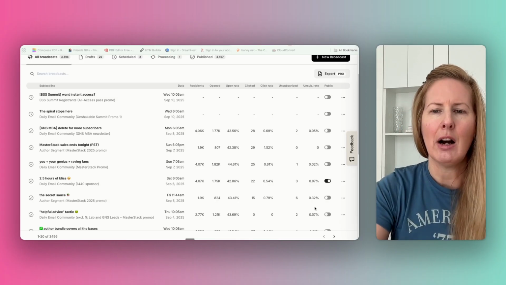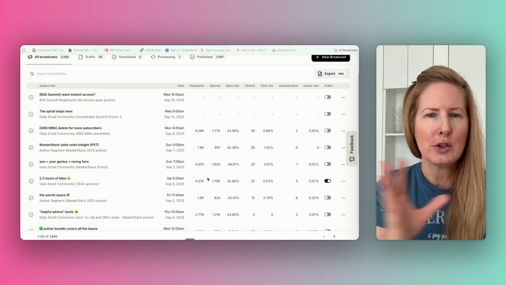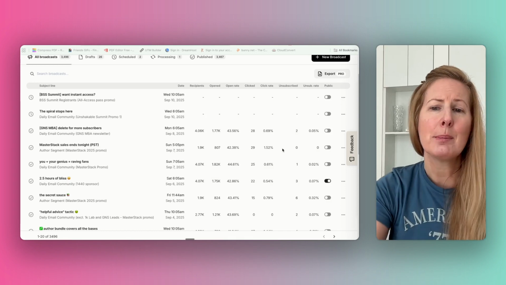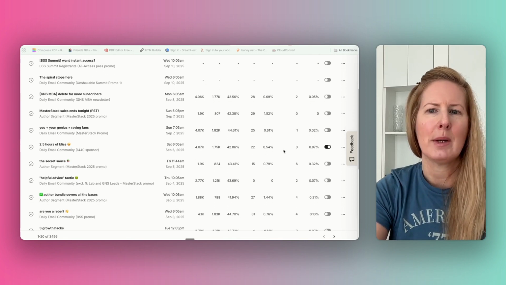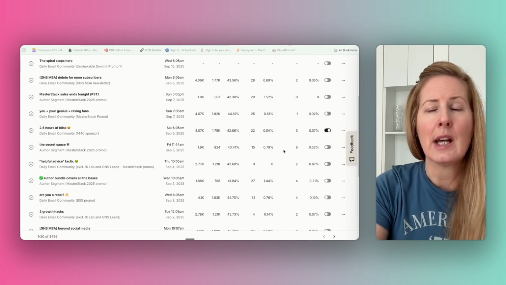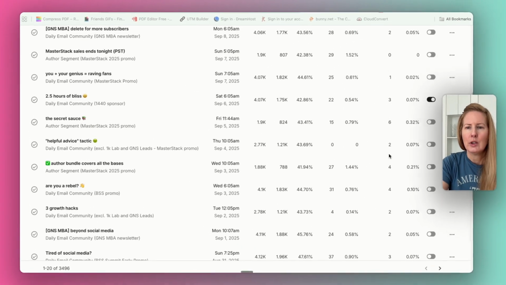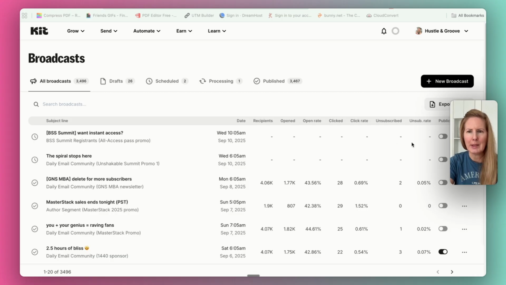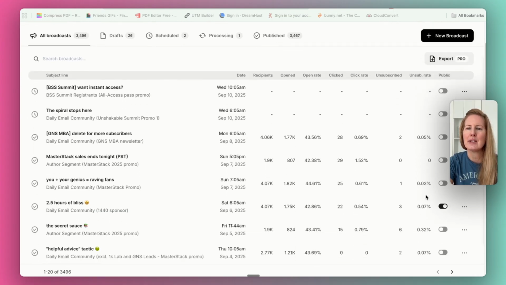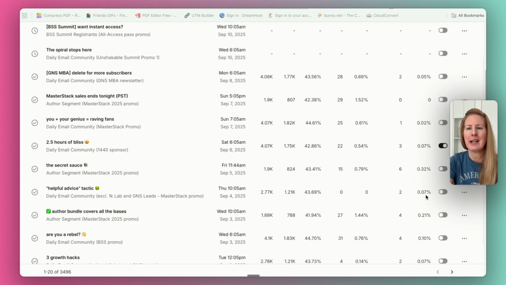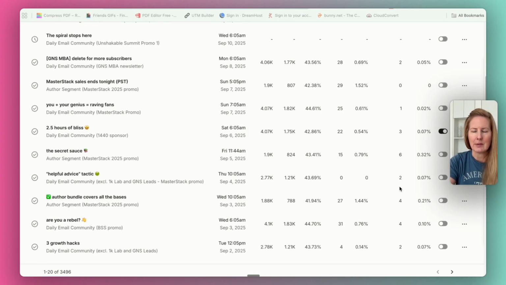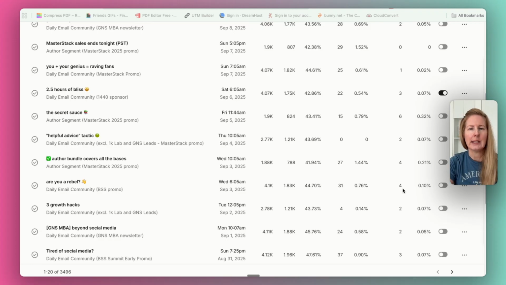So as you can see, I am sending out emails, and I do tend to segment too. That's a pro tip that we'll talk about in a second. But I'm typically getting anywhere from 6 to 1 unsubscribe per email. You can see what that looks like. This is the actual unsubscribe column here, and then my actual unsubscribe rate. So you can see that my unsubscribe rate is really, really low based on the number of people currently in my account.